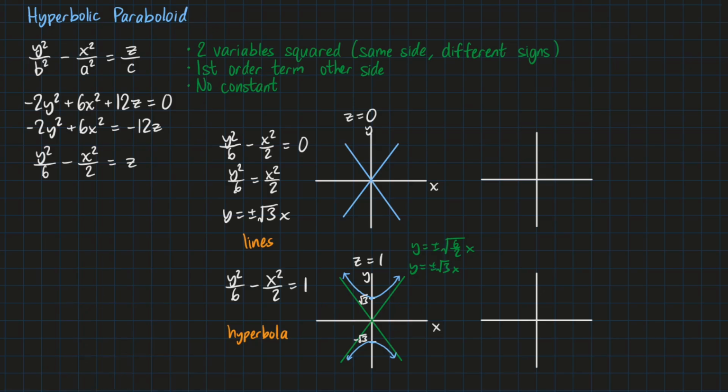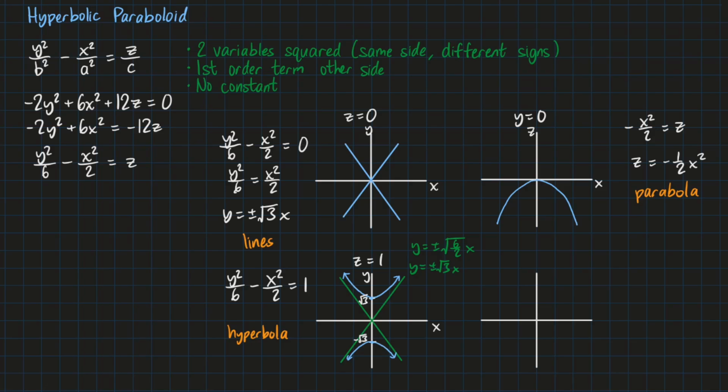So let's do the xz trace. If we look at the xz plane, y equals 0. Plugging in a 0 for y gives us negative x squared over 2 equals z. You can also say z equals negative 1/2 times x squared. And this is a parabola.